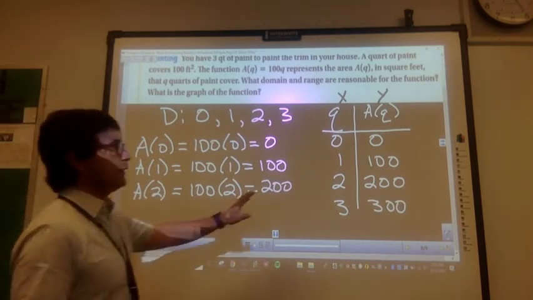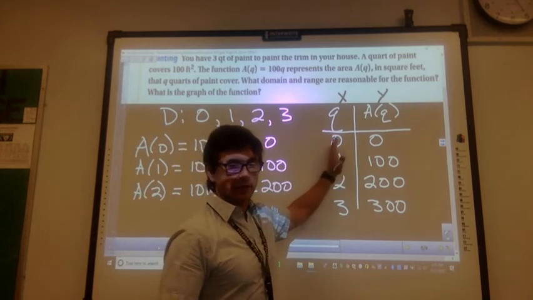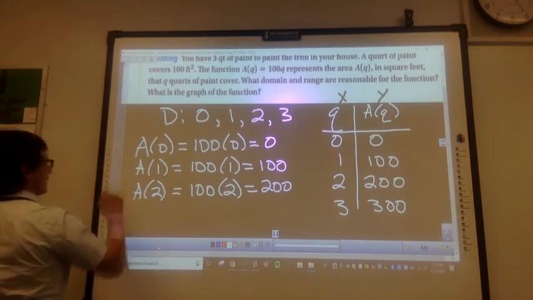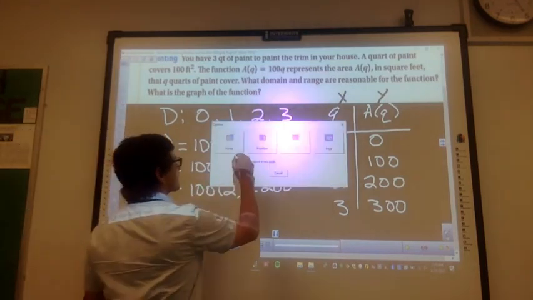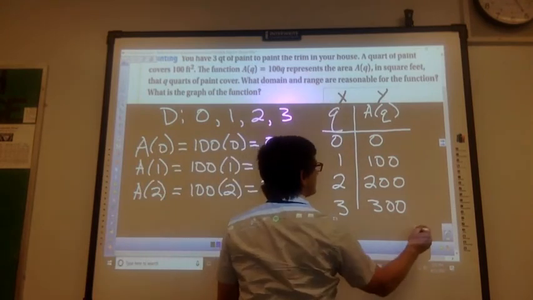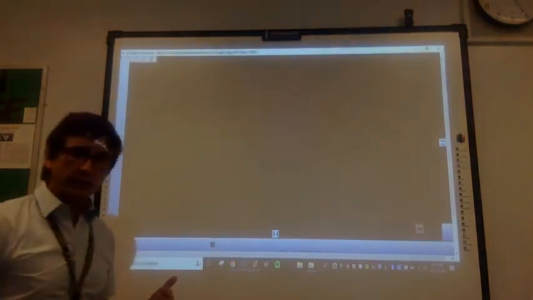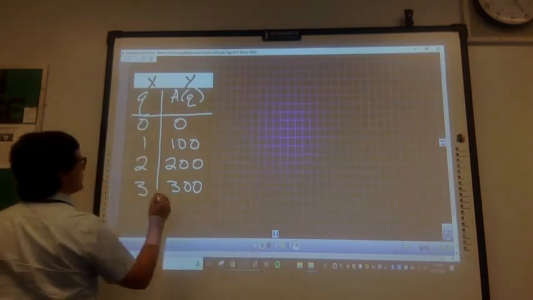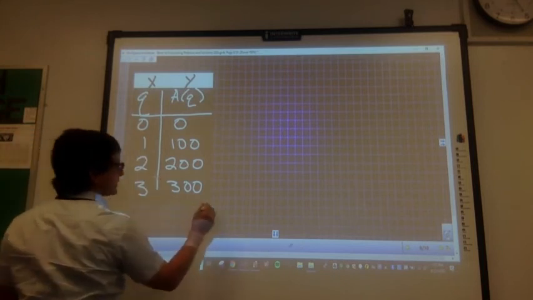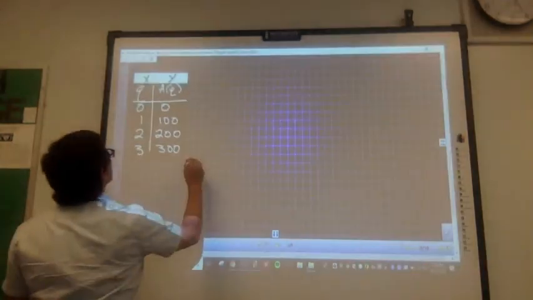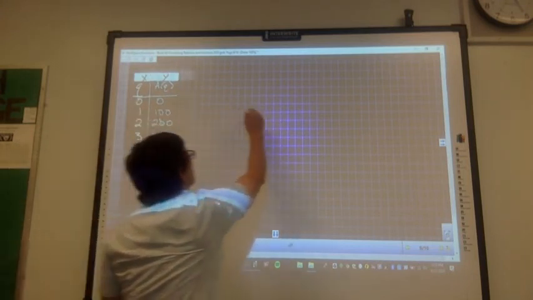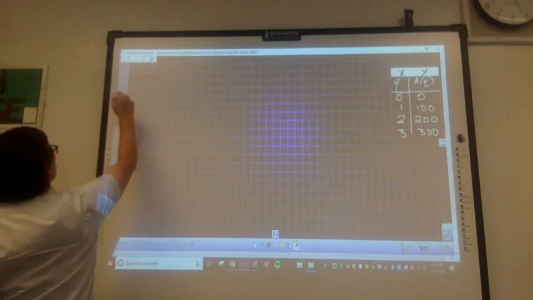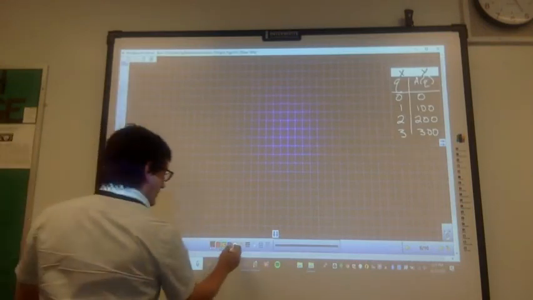I'm going to copy my XY table, or in this case, my Q, A of Q table, to the next page so I can go ahead and graph it. I'm going to leave the XY above there because I think it's going to make it easier for me to understand how the graph works. Make this chart a little bit smaller. I'm going to move it over here. Then we're going to graph this thing.